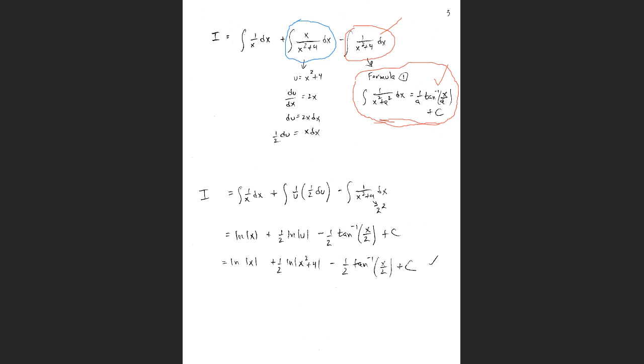So for our integral here, what's a going to equal? Two. A equals 2. That's right, because 4 equals 2 squared, and that goes with the a squared. And this is a formula you'll need to memorize. Another antiderivative formula.